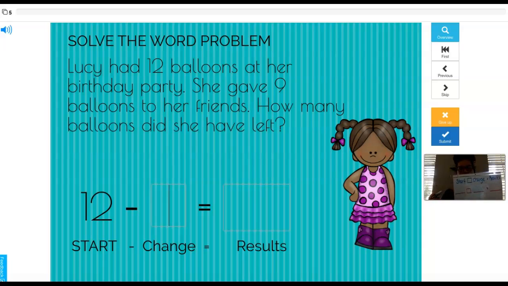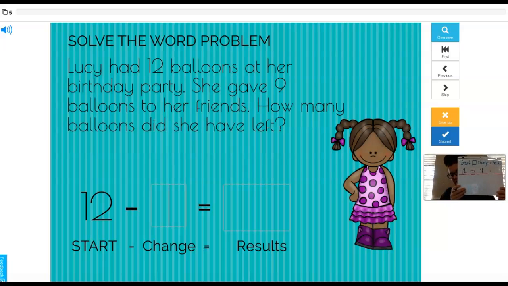So Lucy had 12 balloons at her birthday party. She gave 9 balloons to her friends. How many balloons did she have left? Well, what's the number that we started with? How many balloons did she start with at her birthday party? 12, that's right. She started with 12 balloons. Then what did she do? She gave 9 away. So that means she took away 9 from the 12.